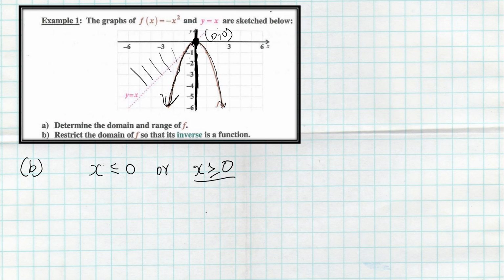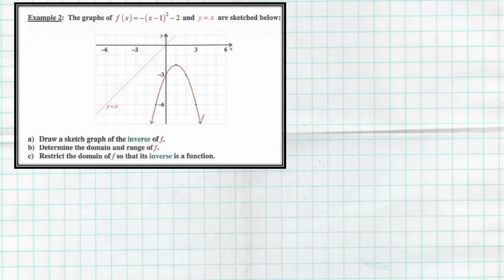By saying x is greater than or equal to 0, you're saying I'm choosing to use this portion where my x is positive, so that when I sketch my inverse, it can be a function. So this is basically how you restrict the domain so that its inverse can be a function. So when x is less than or equal to 0, or x is greater than or equal to 0.